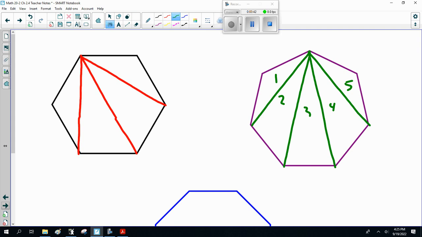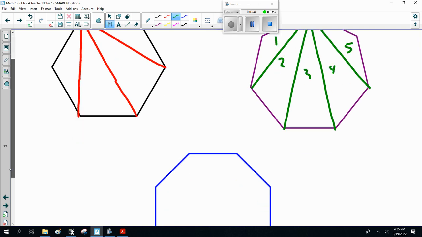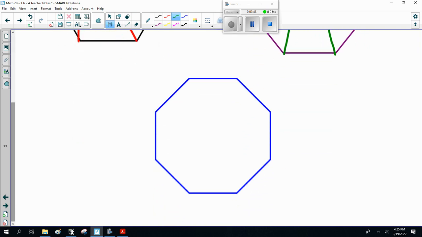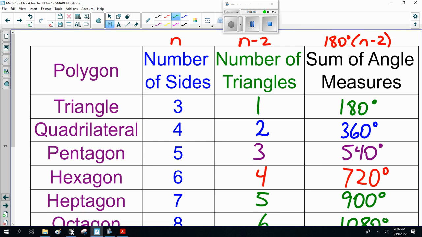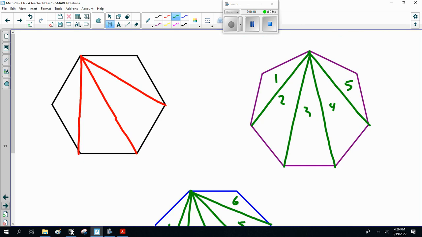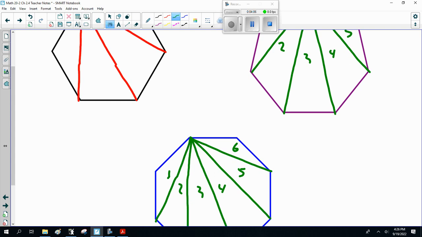So octagon, let's do one more. 8-sided. So I choose a point, and I connect dots. 1, 2, 3, 4, 5, 6. Yes, 6 triangles. It's holding up. So here we go. I'm going kind of fast, I know. I'm excited when I can prove mathy stuff.